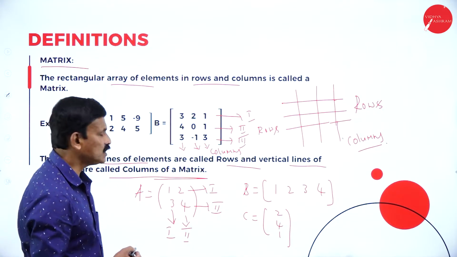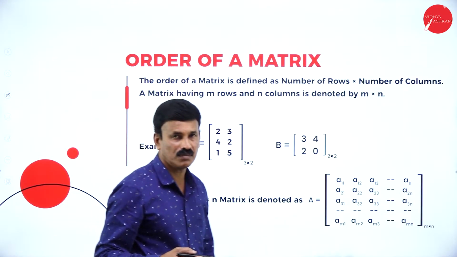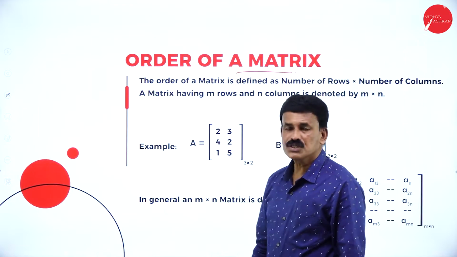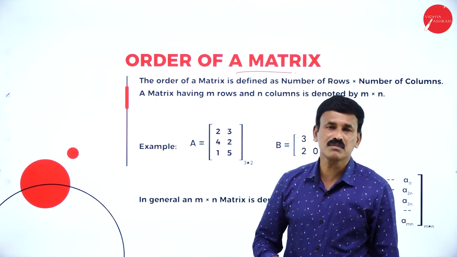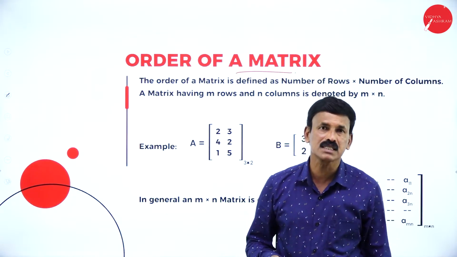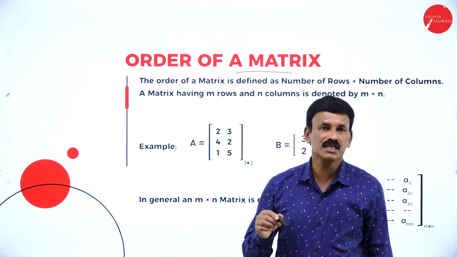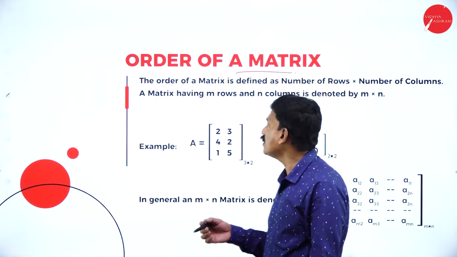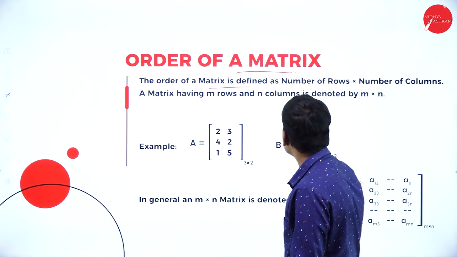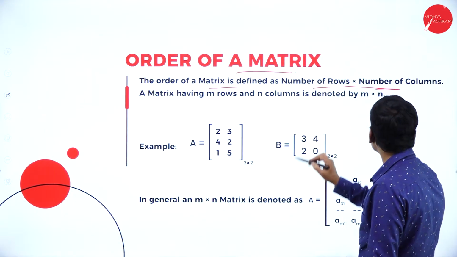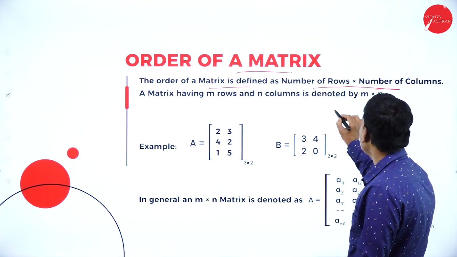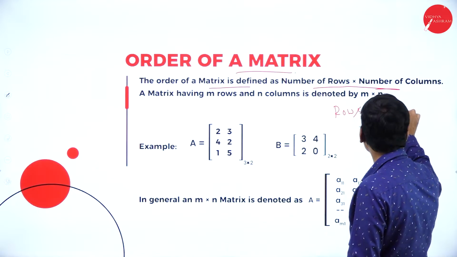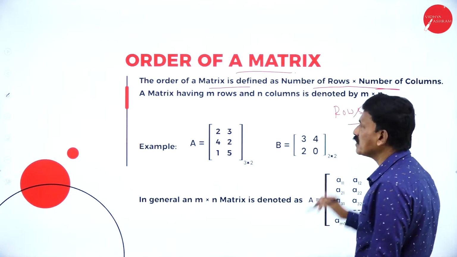Now, by knowing this, let us know about the order of a matrix. The order of a matrix will determine the number of elements present in the matrix. Usually, the order is defined as rows into column. The number of rows into number of columns is called the order of a matrix. So, order is always equal to number of rows into number of columns.